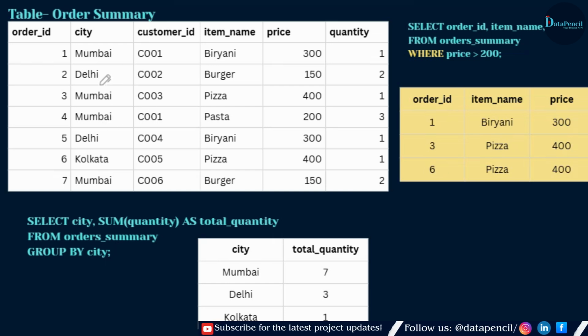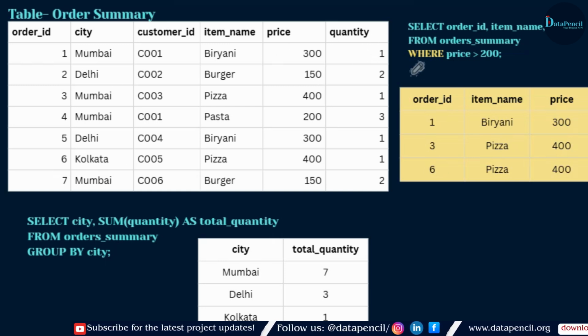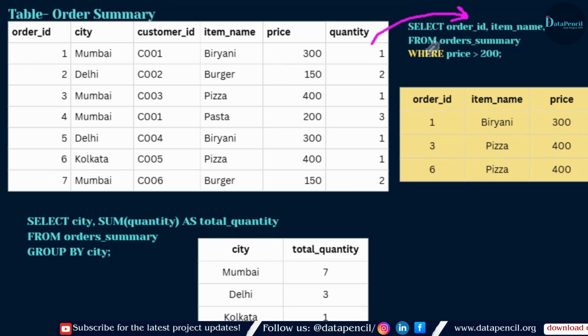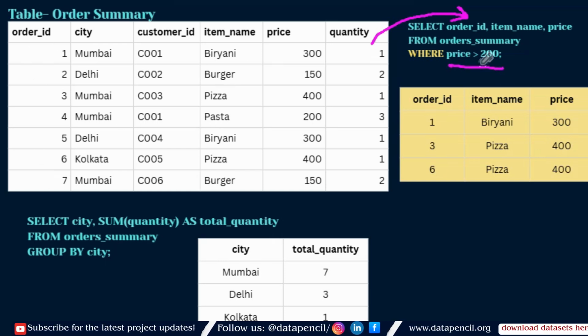Now focus here carefully. Okay, so here you can see one table and the table name is order summary. Here you can see order IDs, cities, customer IDs, item name, prices and the quantity. Now using this table, we will see 2 cases. First case is when we want to see the list of item names along with their order ID, where price is greater than 200. Here we are putting one condition and this condition is where price is greater than 200.